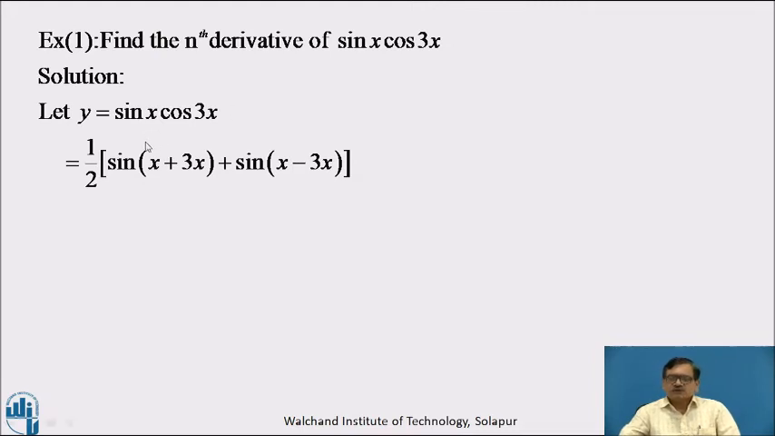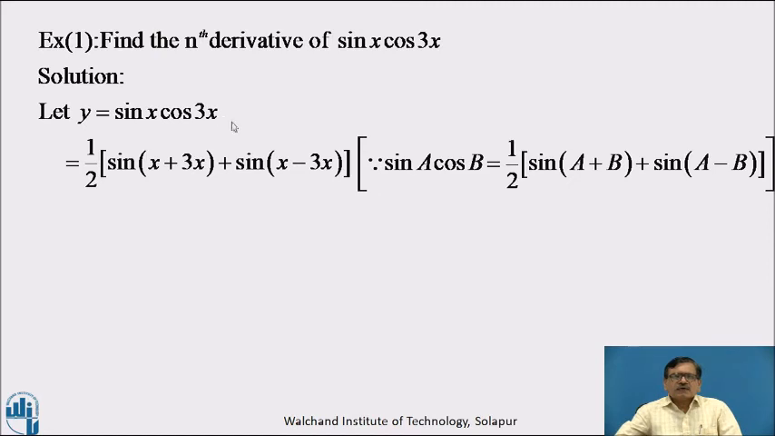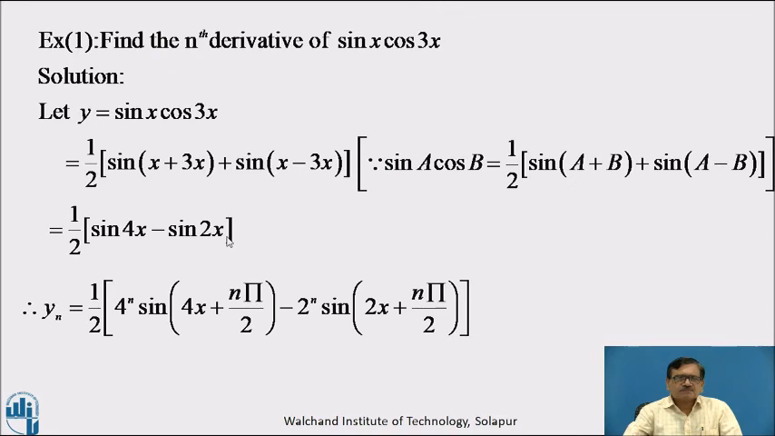Now see, we can write which is equal to, as we know, sin a cos b equal to 1/2 of sin a plus b plus sin a minus b. Now here a is x and b is 3x, therefore 1/2 of sin of x plus 3x plus sin of x minus 3x. Now which is equal to 1/2 of sin of 4x, and here what we get, sin of minus 2x, and sin of minus 2x is minus sin 2x.